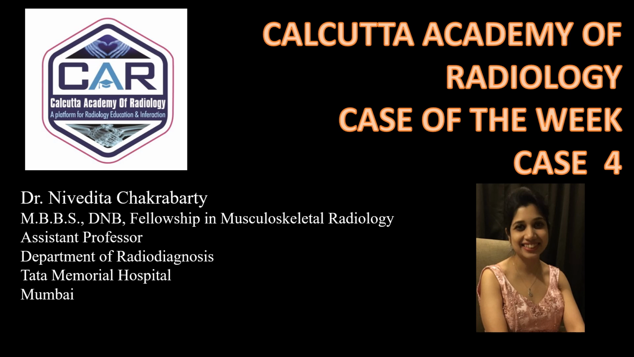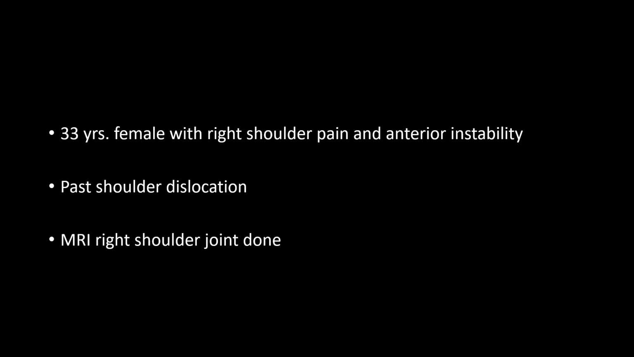I'll be presenting a case of a 33 year old female who came with right shoulder joint pain and anterior instability. She had a past history of shoulder dislocation. MRI of the right shoulder joint was done. So what impression do we have in our minds even before we look at the MRI?